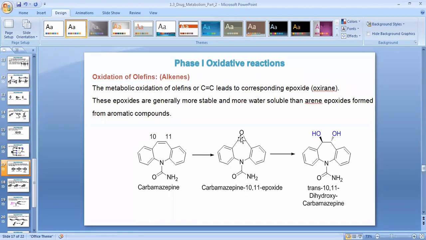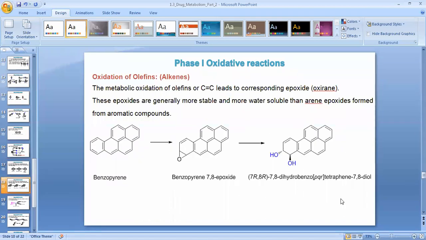And after this formation of the oxirane epoxide, later on it is easily hydroxylated and metabolized into trans-10,11-dihydroxycarbamazepine. So the carbamazepine drug molecule is metabolized into trans-10,11-dihydroxycarbamazepine.